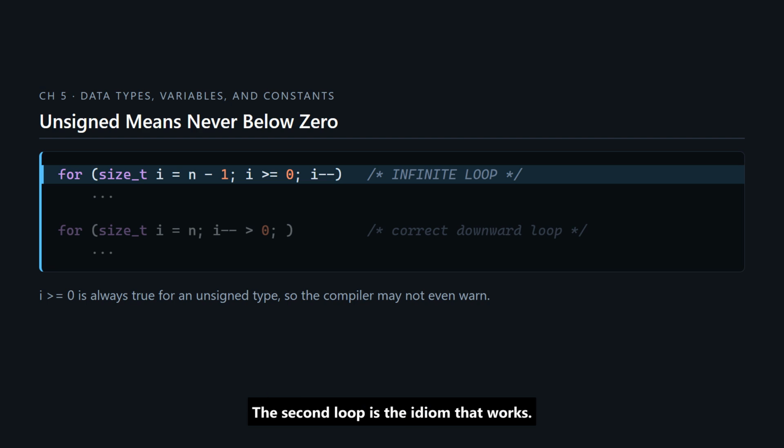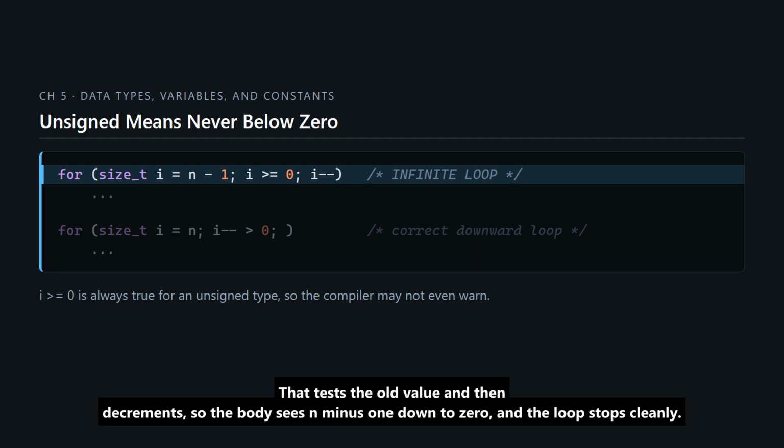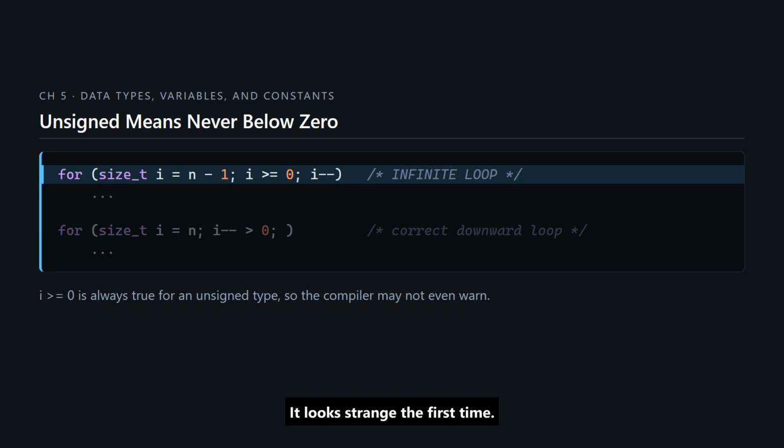The second loop is the idiom that works. Start at n, and the condition is i-- > 0. That tests the old value and then decrements, so the body sees n-1 down to 0, and the loop stops cleanly. It looks strange the first time. Learn it as a shape, use it, and you will never write the infinite one.